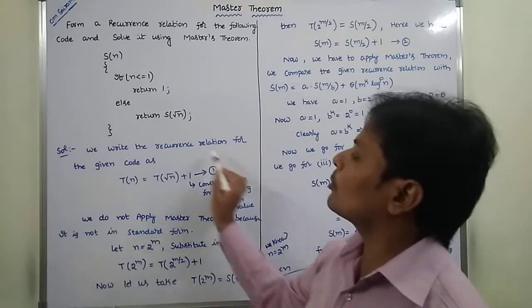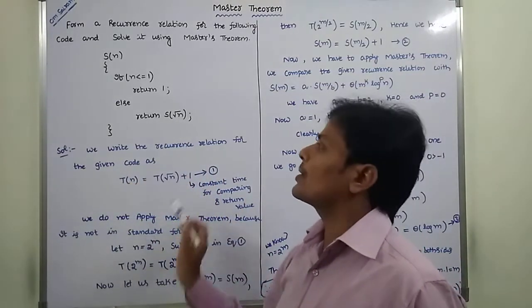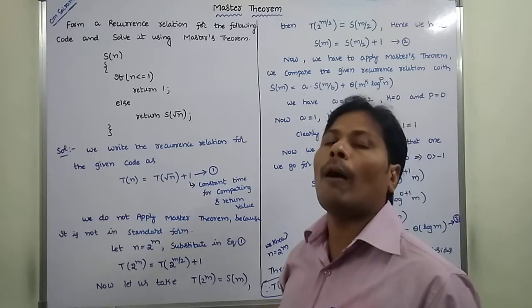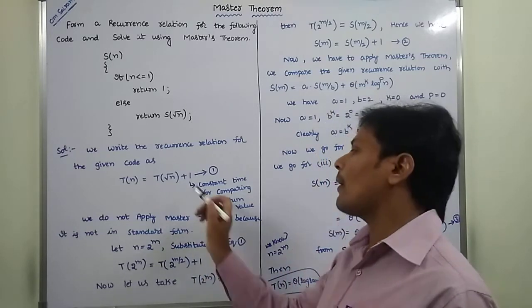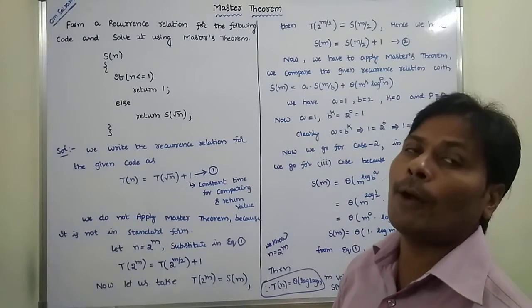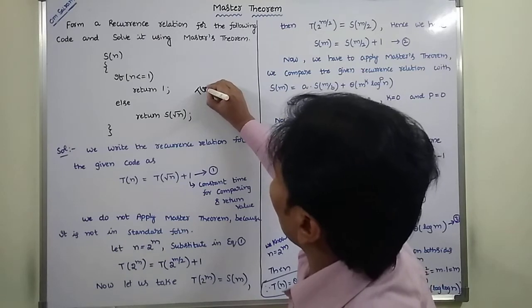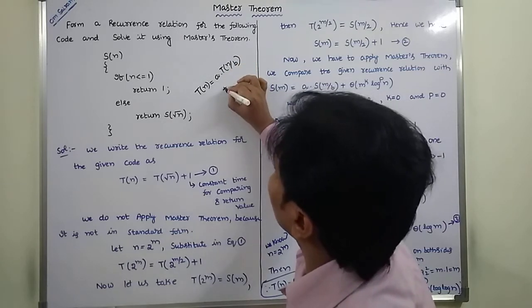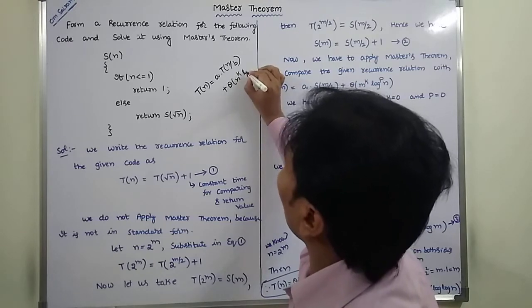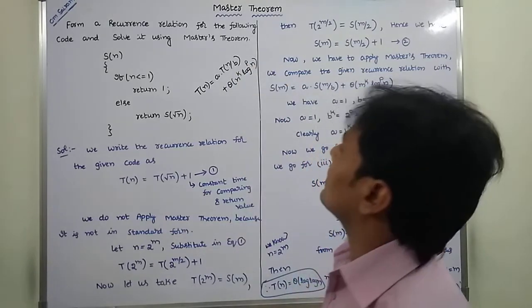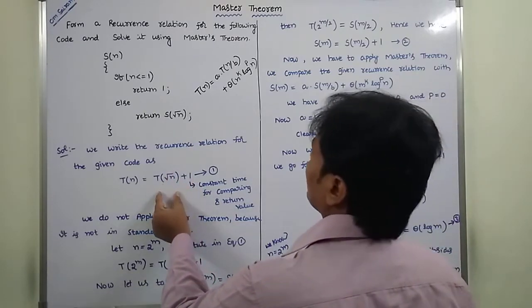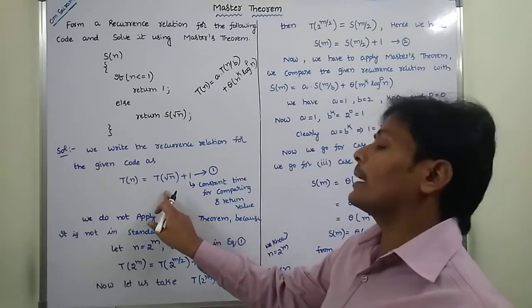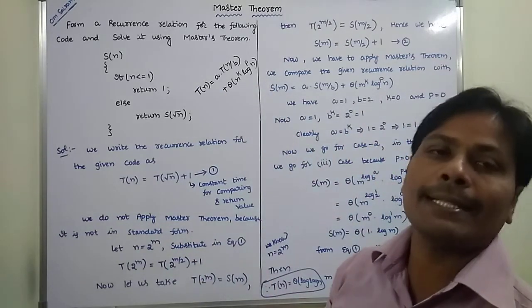Once we have written the recurrence relation for that code, first we have to check whether this recurrence relation is in the standard form of master theorem. No, it is not in the standard form. What is the standard form? The standard form is T of n is equal to a into T of n by b plus theta of n power k log. This is the standard form. But this recurrence relation is not in the standard form. First, we have to convert this recurrence relation into this standard form.